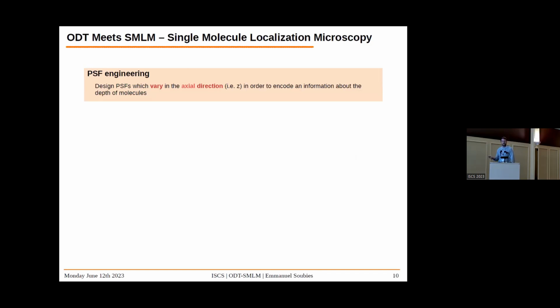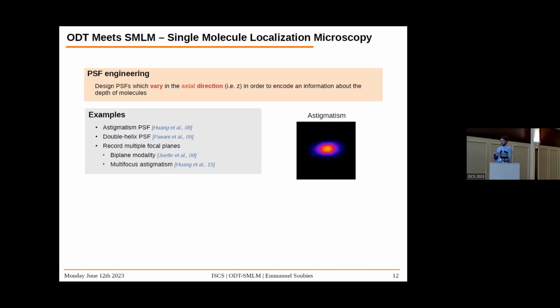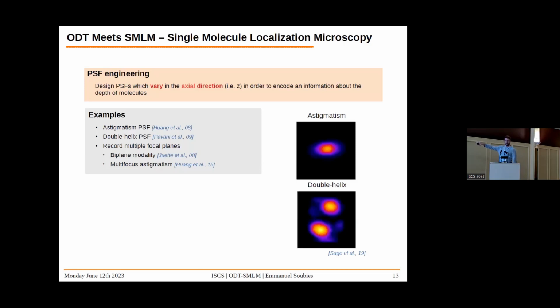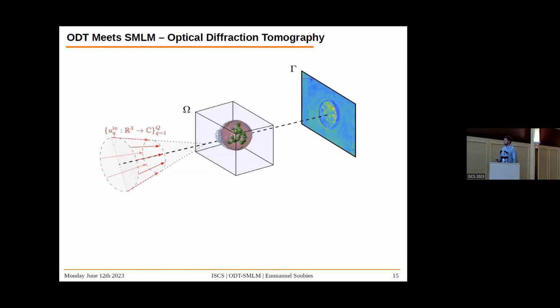So this is in 2D. We can also get 3D information with that. And for this, we use, I would say, exotic point spread functions. For example, astigmatism, where it deforms vertically and horizontally depending on the Z position, or the double helix, where the two lobes turn around each other depending on the Z position, or the biplane modality, where we take the acquisition at two different planes, and we can see different defocus that is related to the Z position.